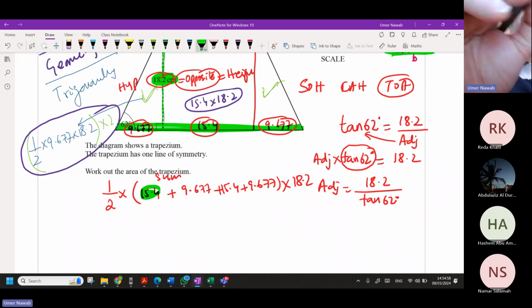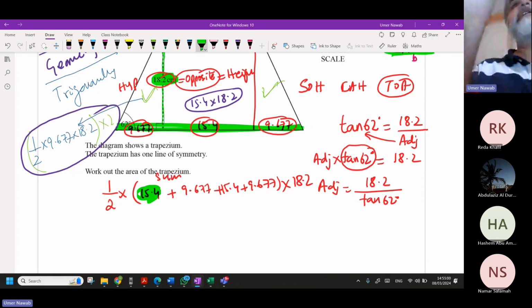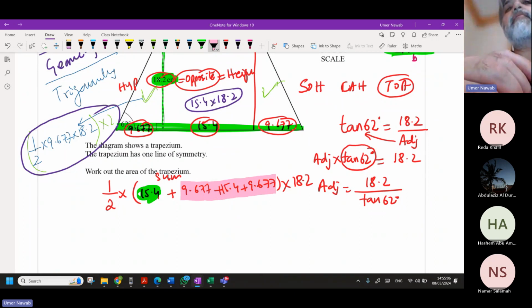So what did I do? 15.4 is one of the sides, and 9.677 plus 15.4 plus 9.677 is the sum of the lengths of the other side. Now I added them up. And I multiplied this with the height, which is 18.2.